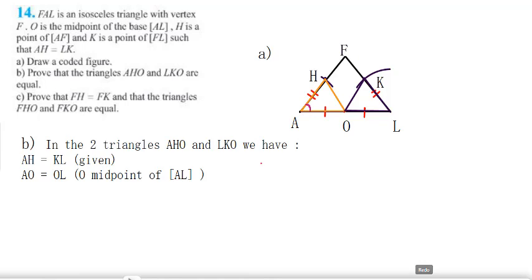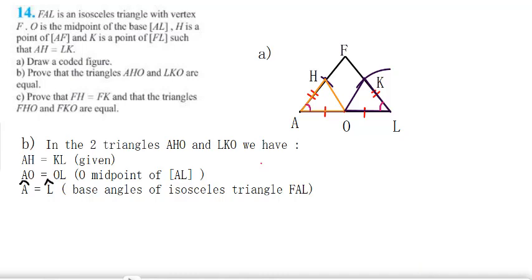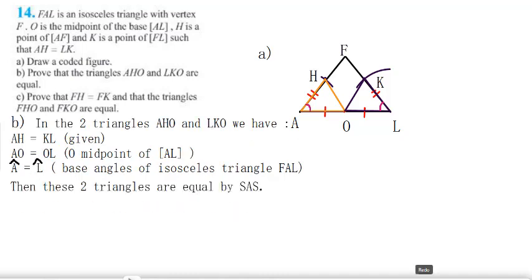Are A and L, these two angles, equal? What can you say about these two angles? Are they equal? Let's go back to the question. FAL is an isosceles triangle. What are the properties of the isosceles triangle? An isosceles triangle has two equal sides and two equal base angles. So here we can say that A is equal to L, base angles of isosceles triangle. And don't forget to put the caps. Then these two triangles are equal by side angle side.